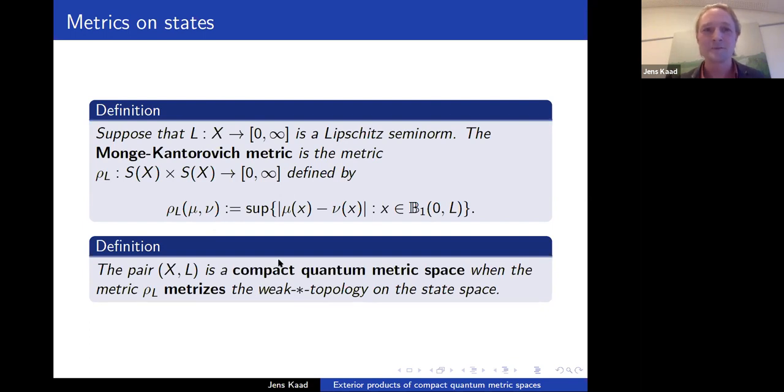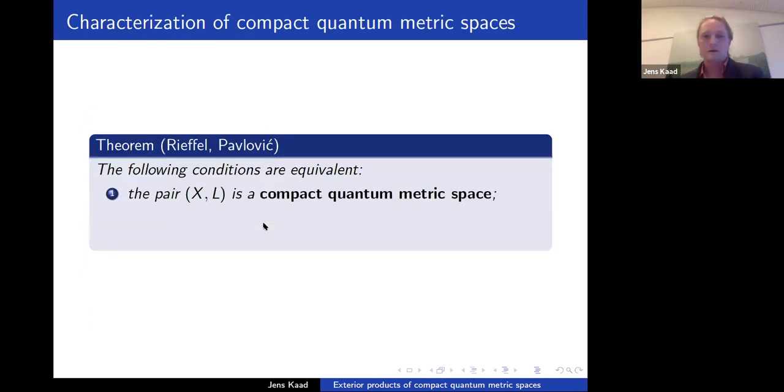Fortunately, there's an equivalent characterization of what it means to be a compact quantum metric space, which is due to Rieffel. This theorem was also proved by Branka Pavlović around the same time. But it seems like she got the problem from Rieffel, but I don't know the story that well. Maybe someone else knows it.